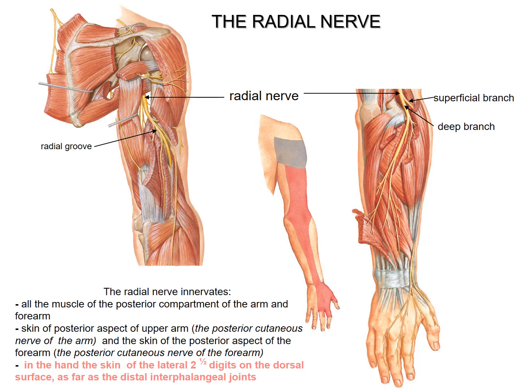Cutaneous branches of radial nerve innervate the skin of the posterior aspect of the upper arm, it is the posterior cutaneous nerve of the arm, and the skin of the posterior aspect of the forearm, it is the posterior cutaneous nerve of the forearm. In the hand, the skin of the lateral 2.5 digits on the dorsal surface as far as the distal interphalangeal joints.